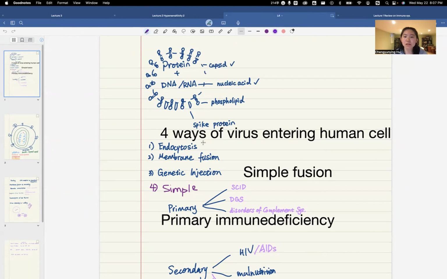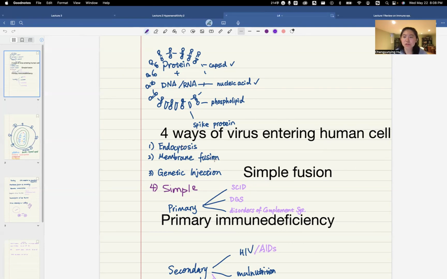And there are 4 ways of virus entering human cell. Because virus is not alive, how it infects us is through using our own cell to produce virus protein and then make copies of themselves. There are 4 ways. So one, endocytosis is just like engulfing the virus into the cell.